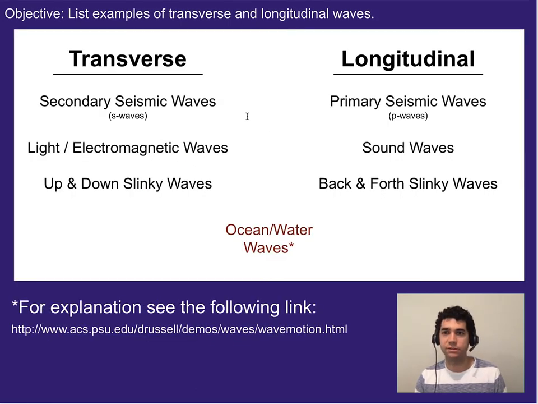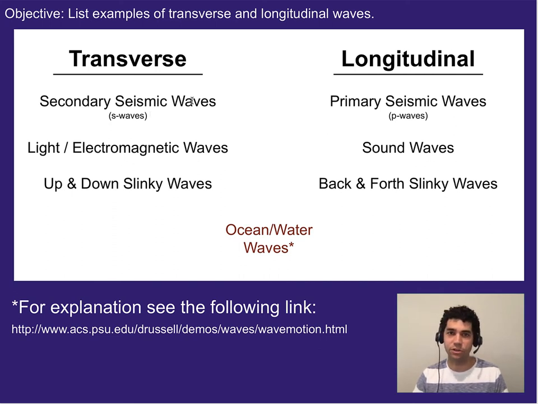So some examples of different ones. Some examples of transverse waves include secondary seismic waves. There are actually two different types of seismic waves that often occur. So secondary seismic waves, light or electromagnetic waves are also transverse. And then you think about making a wave on a slinky, moving your hand up and down would be a transverse wave. Some longitudinal or kind of pulse waves, primary seismic waves, these are kind of the first ones to arrive. Sound waves are also longitudinal waves, and back and forth or kind of pulsing slinky waves would be another one. Now I've put here that ocean waves or water waves are neither transverse nor longitudinal.